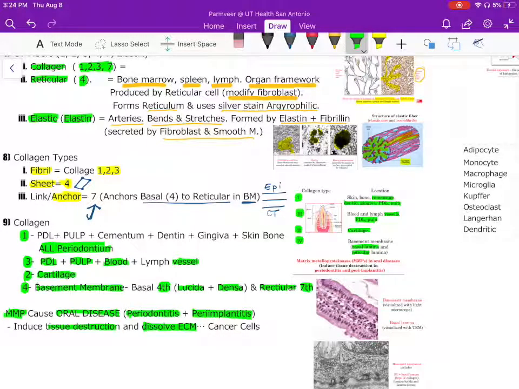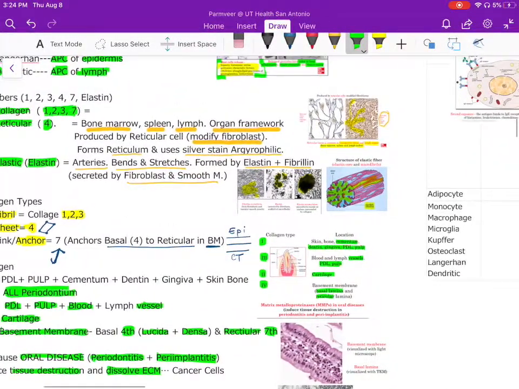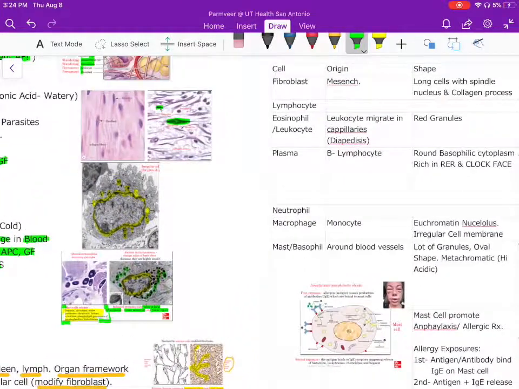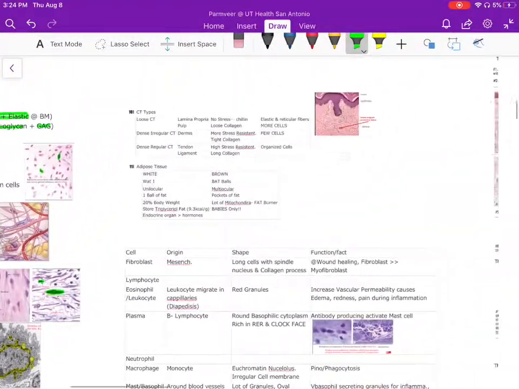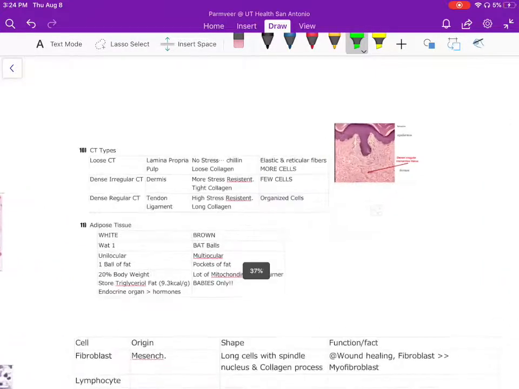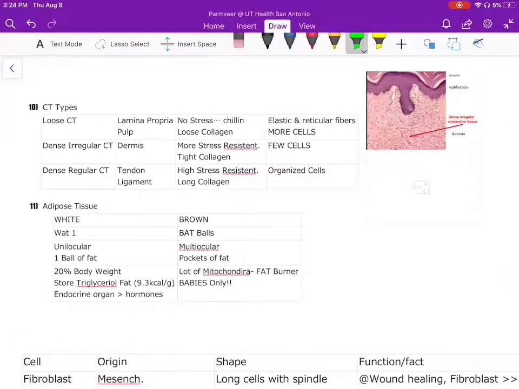1 is periodontium, 3 is your PDL pulp and vessels, 2 is your cartilage, and 4 is your basement membrane, which is made up of basal lamina and reticular lamina. And lastly, MMPs cause oral diseases like periodontitis and peri-implantitis. Finally, we go to the type, put them all together and discuss what are the types of connective tissues. So there's loose connective tissue, a dense connective tissue, and then dense has other subcategory, dense irregular and dense regular.